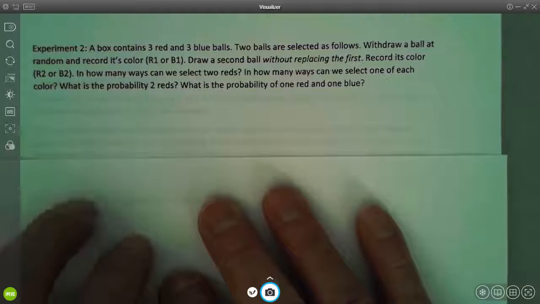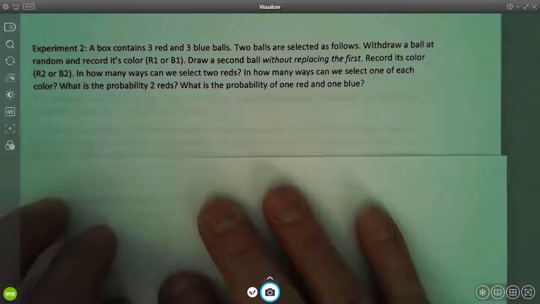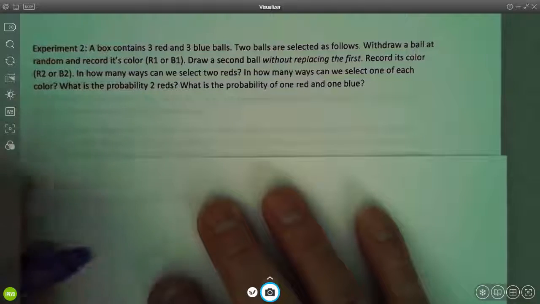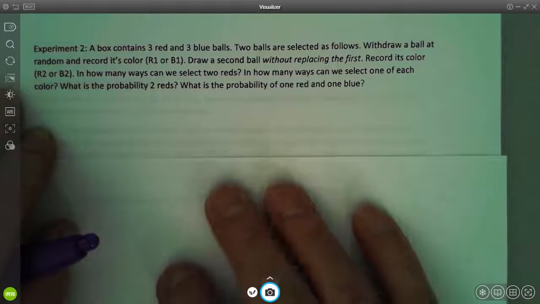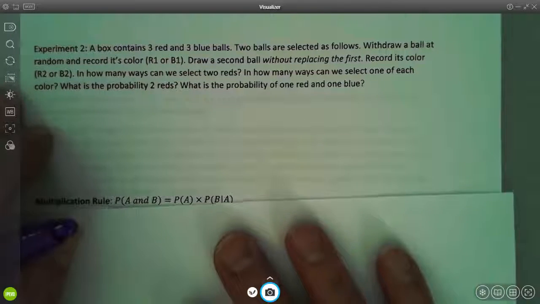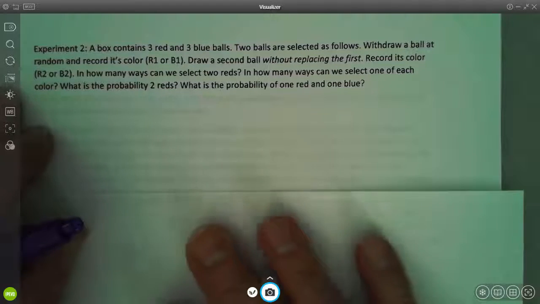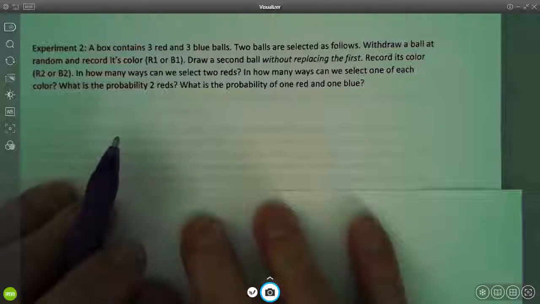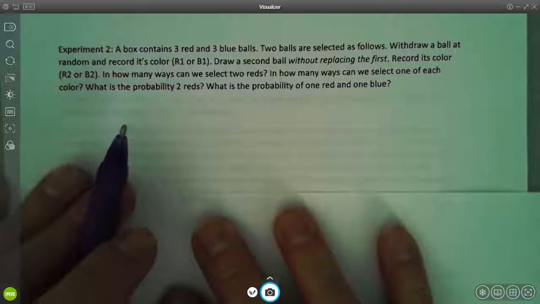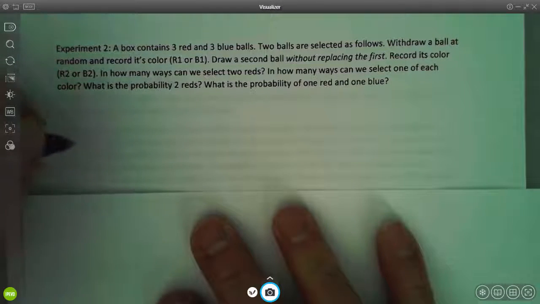In how many ways can we select 2 reds? In how many ways can we select one of each color, etc.? The answer to that question is not really quite as easy as it might seem. So let's draw a tree diagram and see how that will help us answer this question.